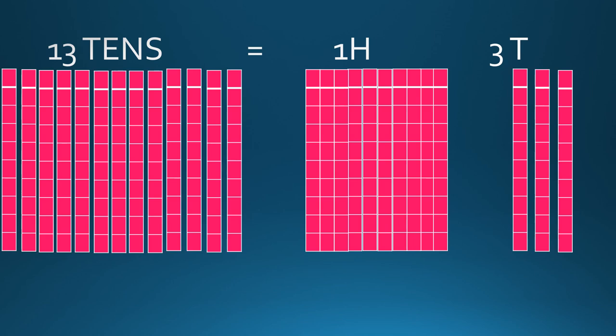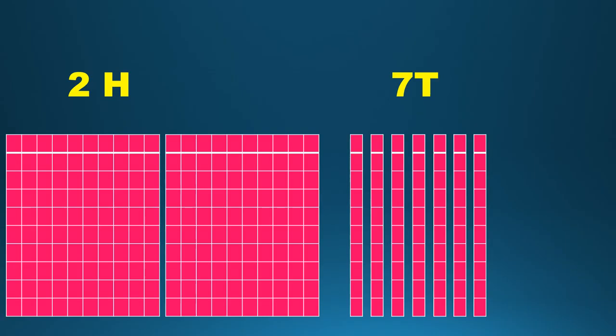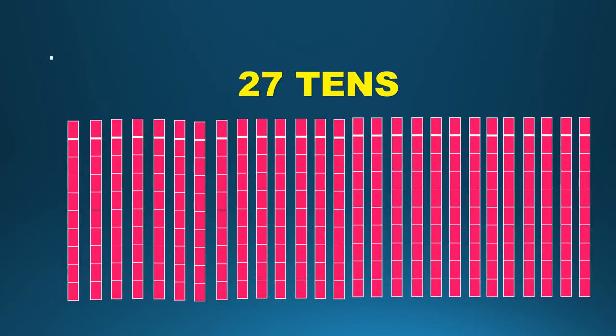13 tens. How else can we write it? 13 tens is equal to 1 hundred and 3 tens. 2 hundreds and 7 tens, what is that? It is the same as 27 tens. You can count and you can get your answer.